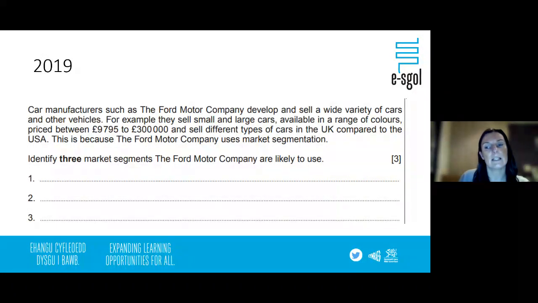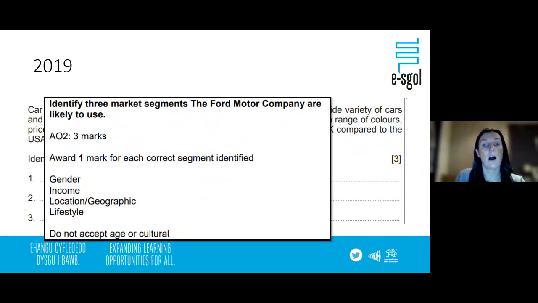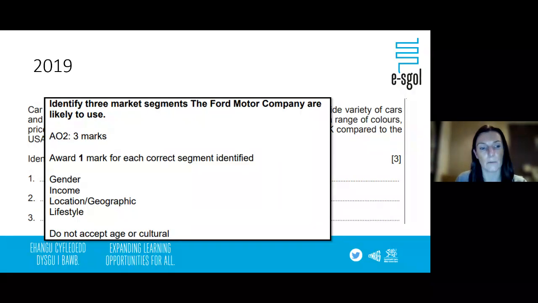Now, with this kind of question, you need to look at the actual company because they're not all going to use the same market segments. So the ones that a car company would use is gender, income, location, geographic location, so your lifestyle.